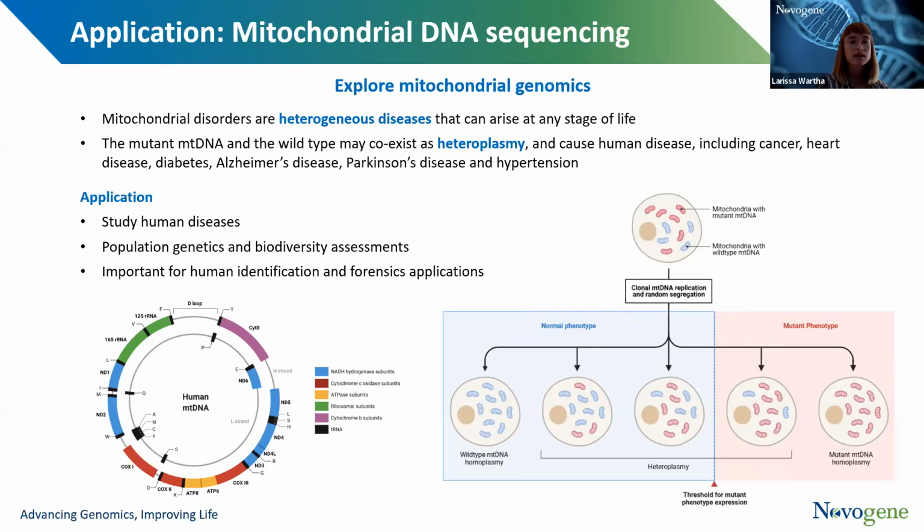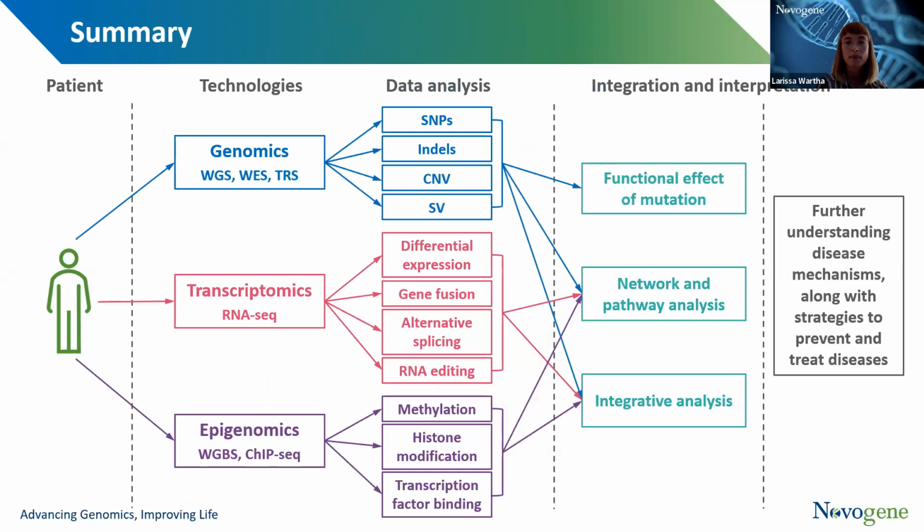You can apply mitochondrial DNA sequencing to study human diseases, but it's also important for human identification and forensic application. And again, here you can use whole genome sequencing, but also whole exome sequencing with specific spike-ins for mitochondrial DNA, and you can also have specific target panels just entirely for mitochondrial DNA.